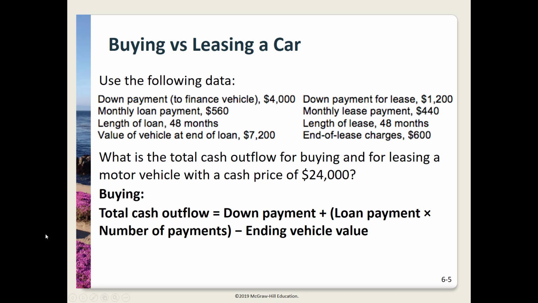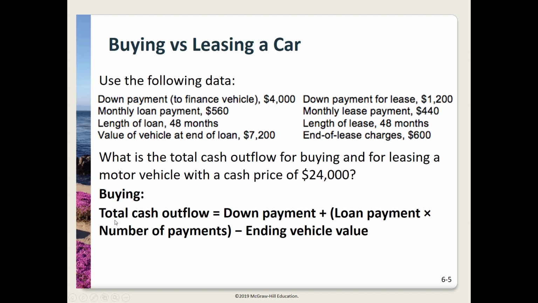In our next example, we're going to be analyzing buying versus leasing. You're given some data in regards to down payments, monthly loan payment, the length of the loan, and the value of the vehicle on the left. And then on the right, you're given some leasing information around down payments, monthly payments, again, the length of the lease, and any end of lease charges. So what is the total cash outflow for buying and for leasing a motor vehicle with a cash price of $24,000?